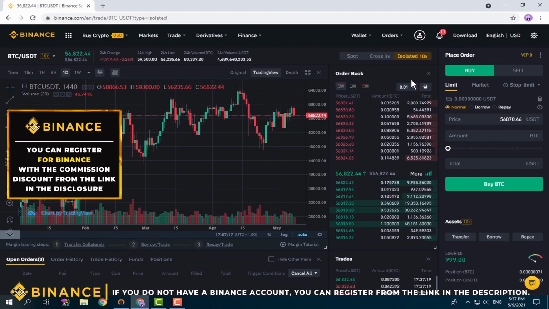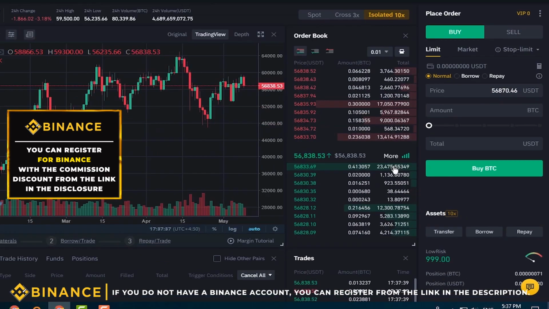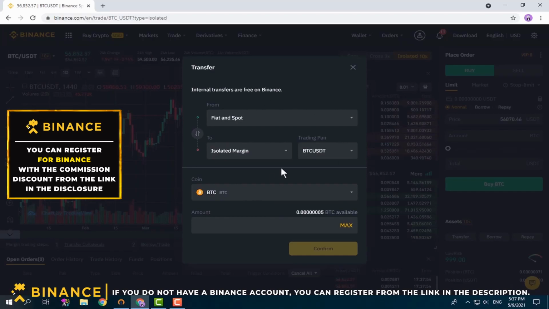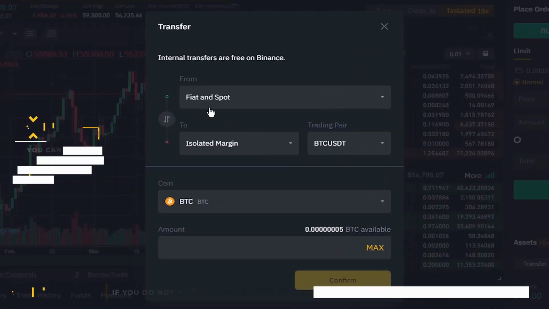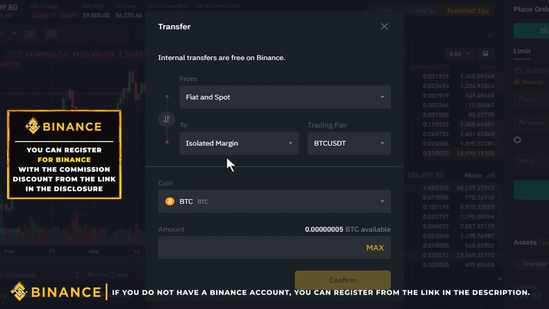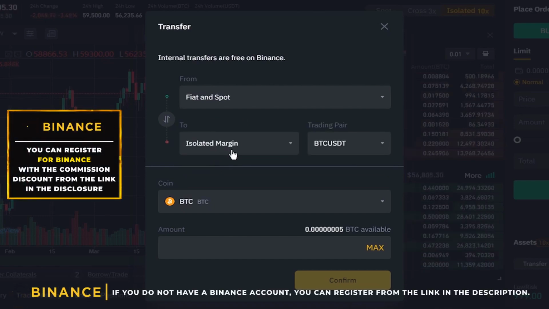Now let's transfer coins to show you the difference in practice. Pay attention that the Isolated 10x is already selected. To transfer coins here in the isolated margin wallet, we click on transfer, and the transfer window opens. As you can see, it shows from fiat and spot wallet, and you can also choose futures wallets. I'm going to transfer from my spot wallet, so I select fiat and spot, and here it shows that we are transferring to the isolated margin wallet.